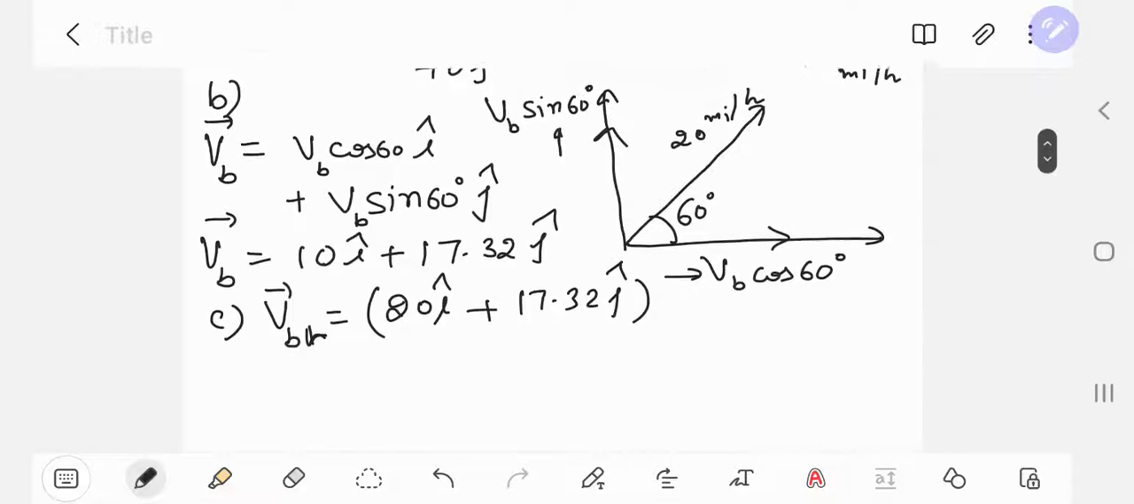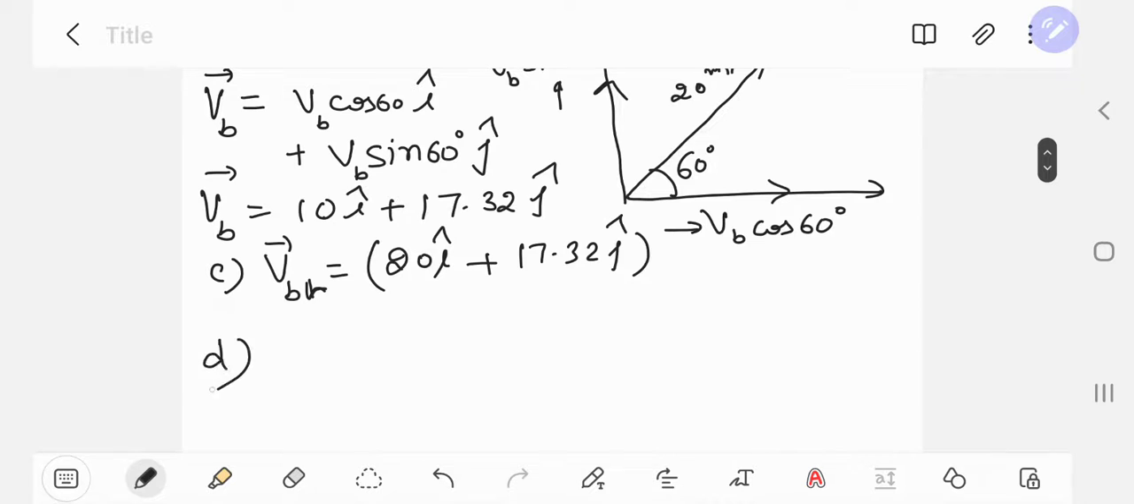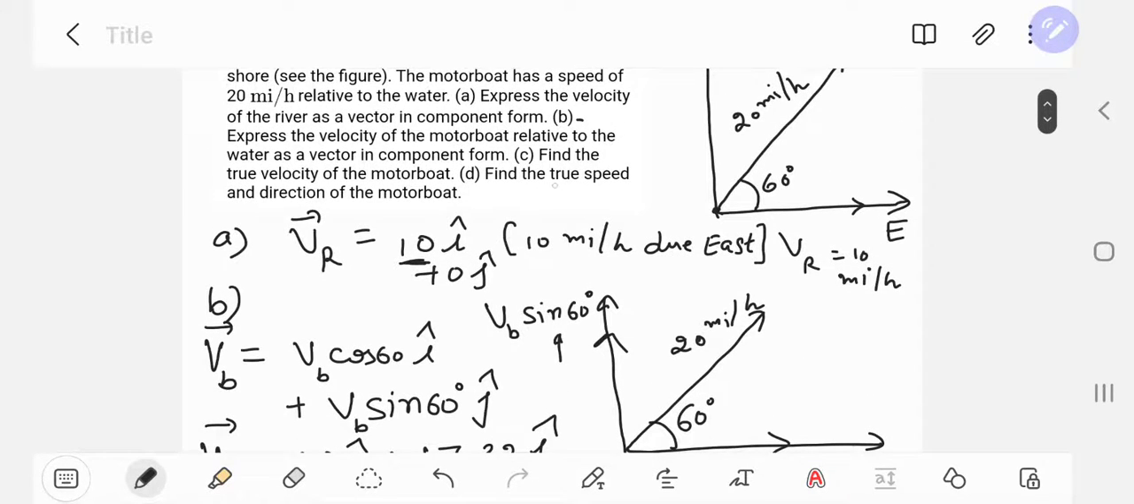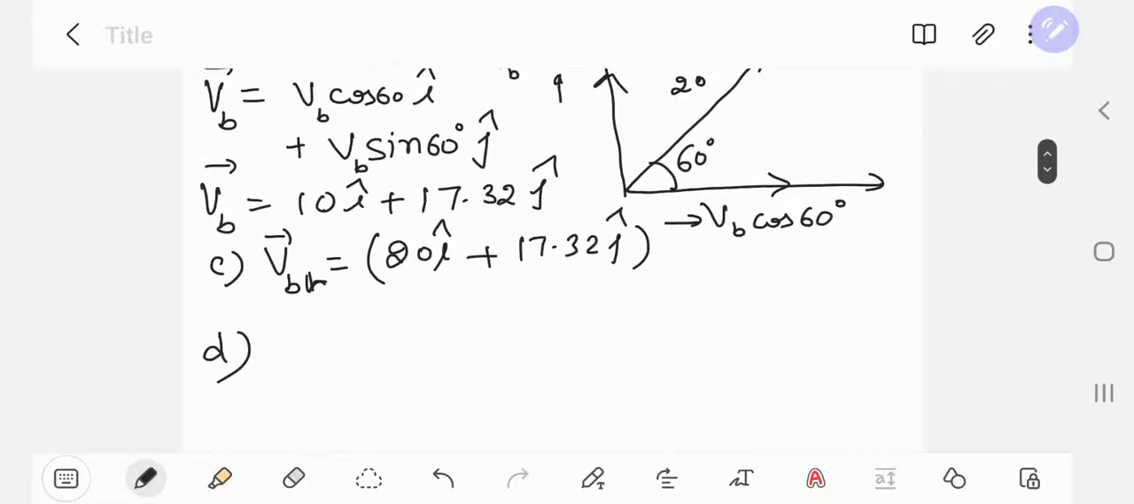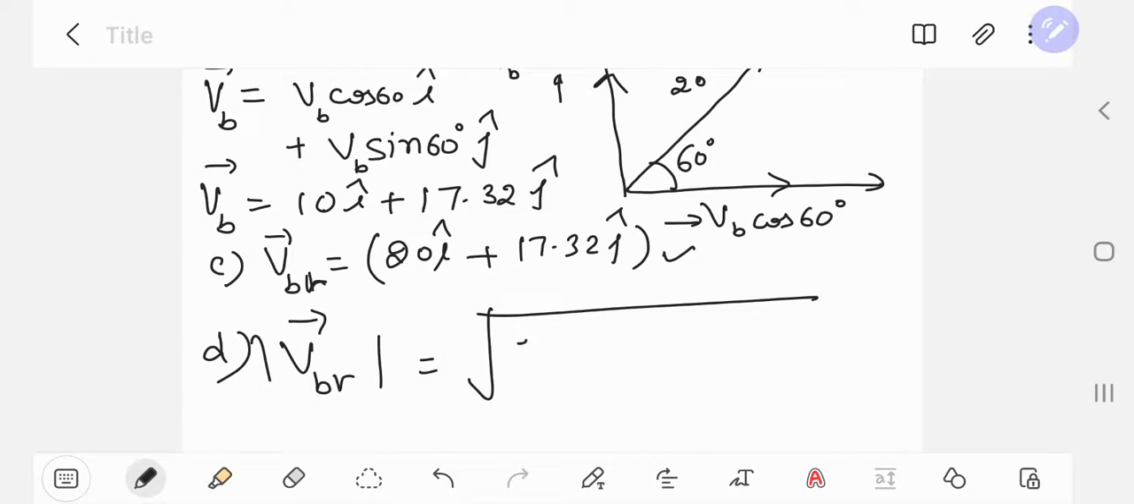Okay, when you are calculating the magnitude, like the fourth question, I will show you here. They said true speed and direction. So the true speed will be the magnitude of this vector right here, which will be the square root of 20 squared plus 17.32 squared. So when you solve this one, let me see how much it will be.